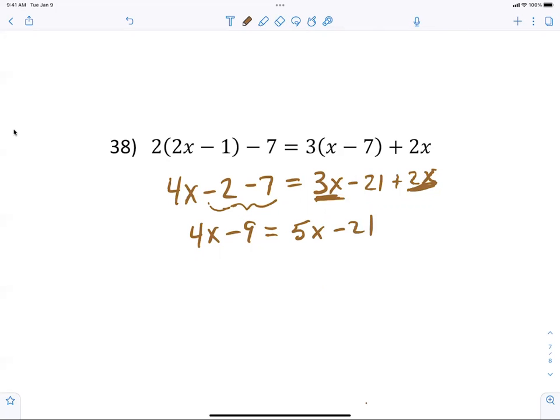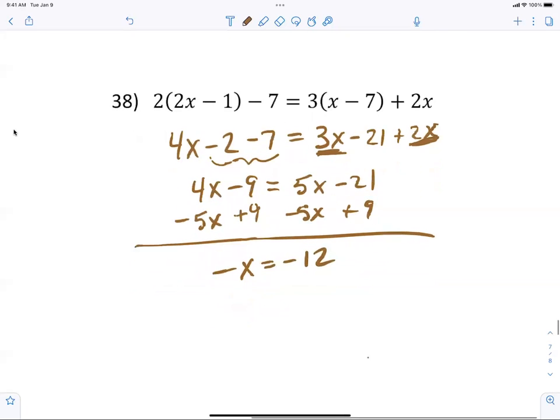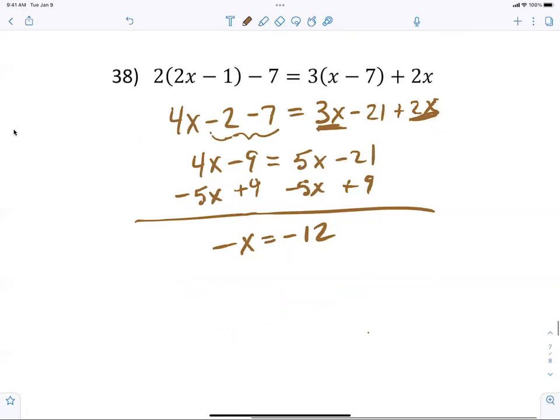4x minus 5x could be negative x. Then we do negative 21 plus 9 could be negative 12. So negative x equals what? Negative x equals. You already said it. Negative what? So if negative... yes, positive 12. All right, positive 12.